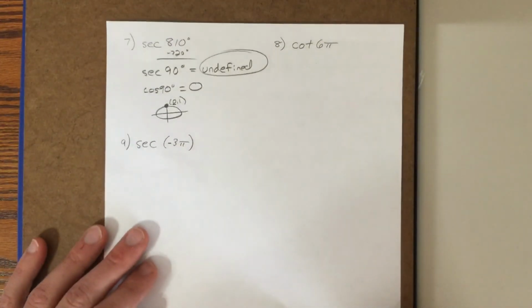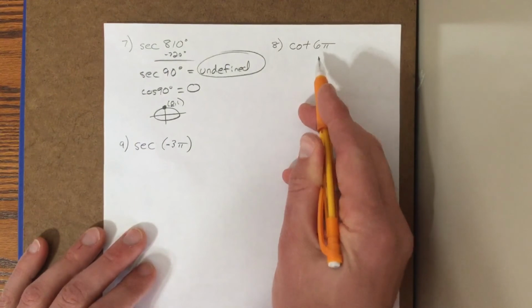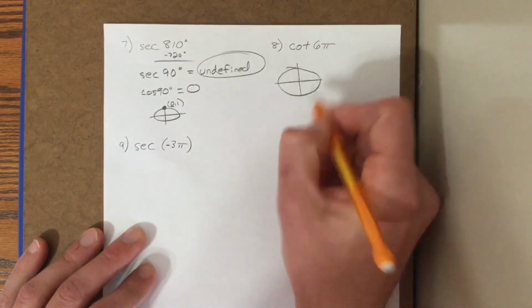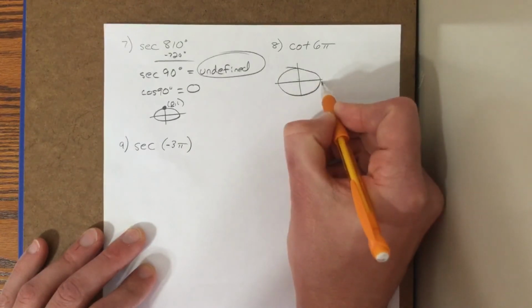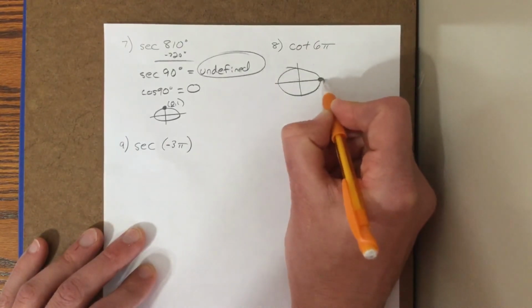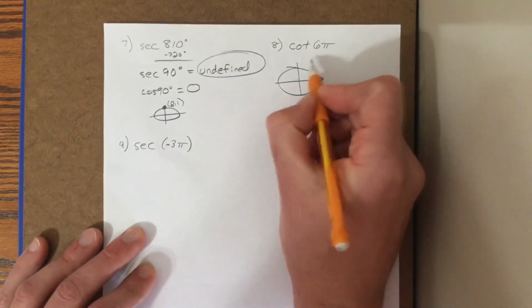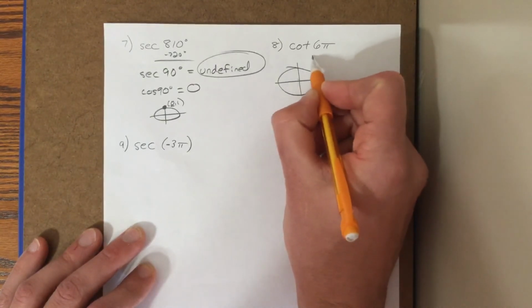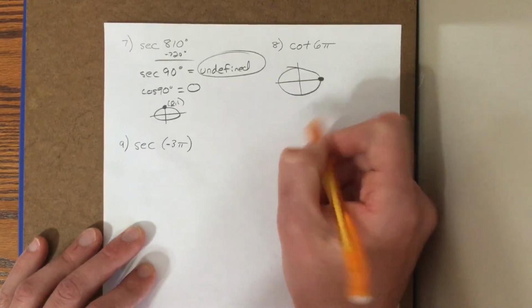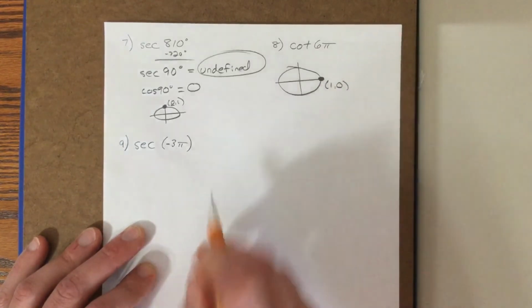Utilize your calculator. The cotangent of 6 pi would be 3 revolutions around the unit circle. We know 1 revolution is 2 pi, so if this was 2 pi, 4 pi, 6 pi, bottom line is we're going to end up here. If you wanted to subtract 2 pi 3 times, you're ending up at the same spot as a 0 degree angle. The coordinates here are 1, 0.